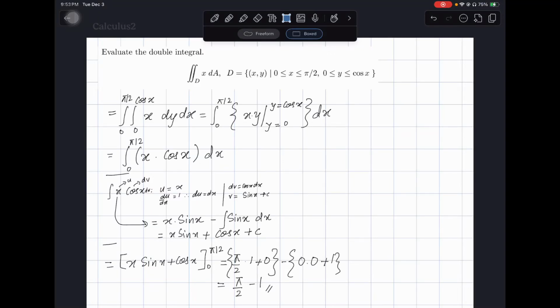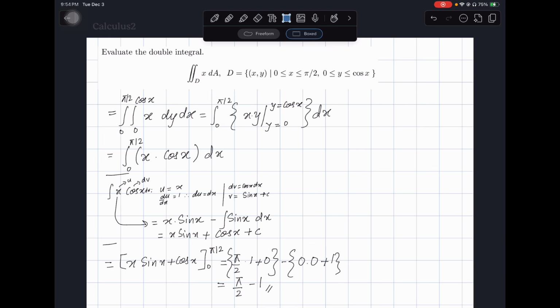Hey guys, here we have a double integral problem. Let's quickly go through it. So the domain is in terms of x and y, where x ranges from 0 to pi over 2, and y ranges from 0 to cos x.